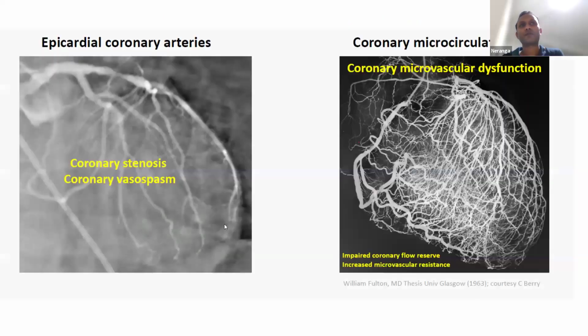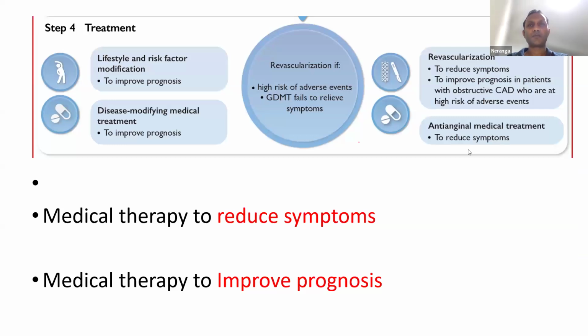Right. So initially, in those days, we only discussed the epicardial coronary arteries. But nowadays, we know we can only see about 5 to 10% on coronary angiograms, but more than 90% is the microvascular circulation, which we can't actually see. So if you get a treatment, there are treatments to reduce the symptoms and treatments to improve the prognosis.